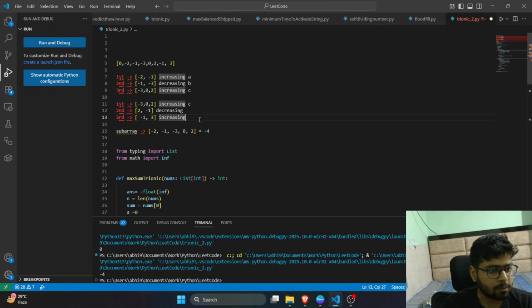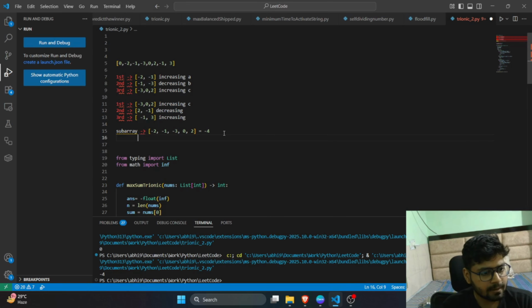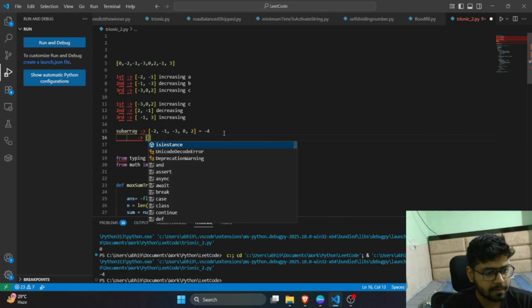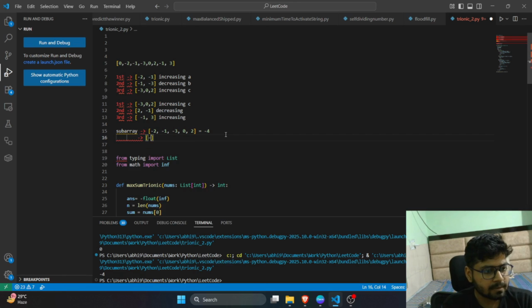Okay, and what will be the subarray? For the earlier subarray we calculated minus 4, but for this subarray, what will be the answer? Let's see. The answer will be something like minus 3, 0, 2, minus 1, and 3. What will be the sum of them? Minus 3, minus 1, minus 2, and 1. 1 will be the answer here.